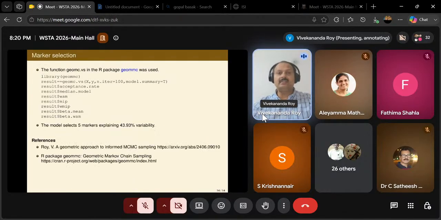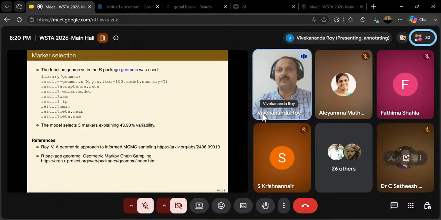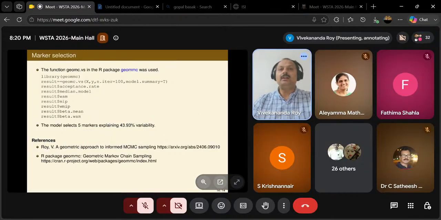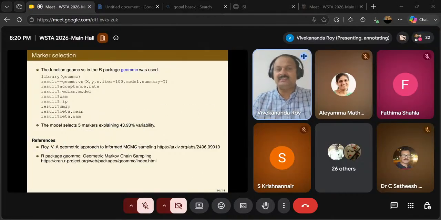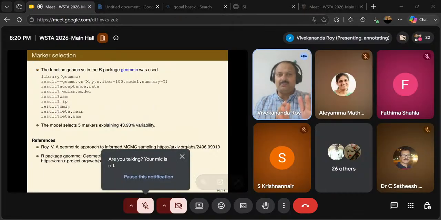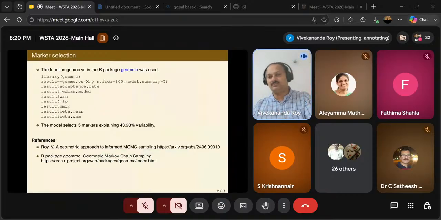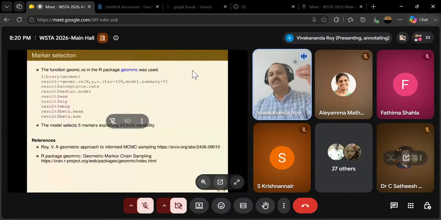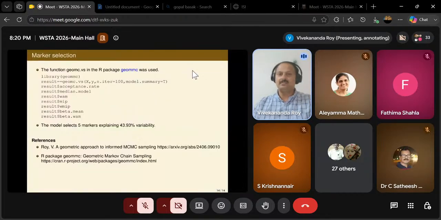So I'll just give you the reference for the package. There's an R package called GeoMMC. You can install this R package, very easy. And there is a function called geomc.vs, where you can put your X and Y, the covariate matrix X and the response vector Y, and it will run this Markov chain for you and produce the important models and a lot of summaries. Okay. Again, that's the end of my talk.